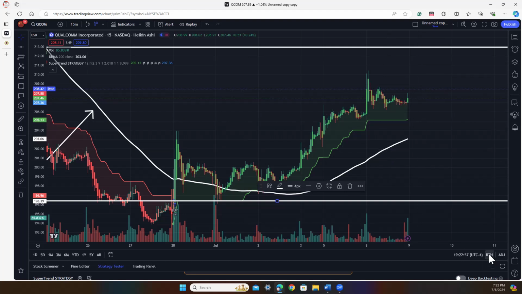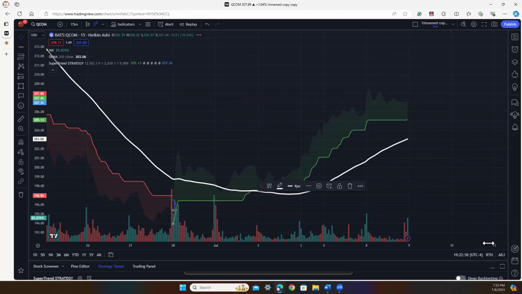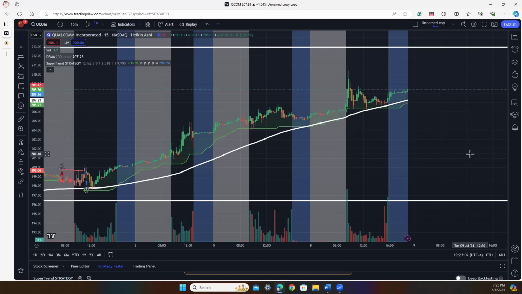Let's go to extended hours and see where we're at. It's still running. It is at 208.36. Our higher high is 210. So we're almost at a $10 move.